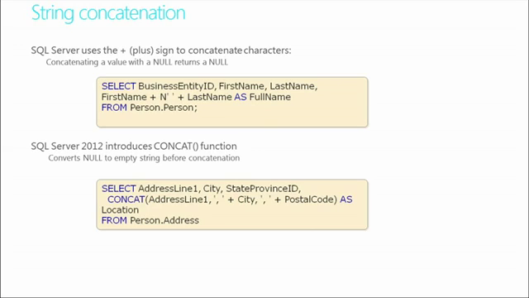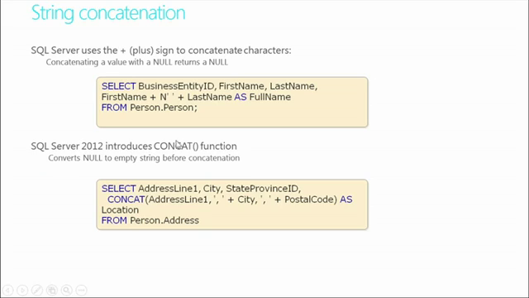Okay, so let's take a look at some of the things that we can do with strings. For instance, we have string concatenation, where we can merge two different columns or multiple columns. In this case, we select business entity ID, first name and last name, and then we concatenate first name and last name as full name. When we run this, we're going to see business entity ID, first name, last name, and another column will be added over here that displays first name and last name as full name in a column. So we can do that.